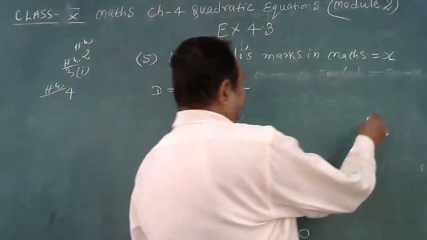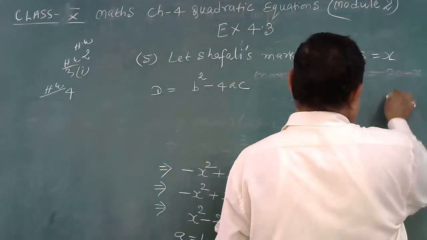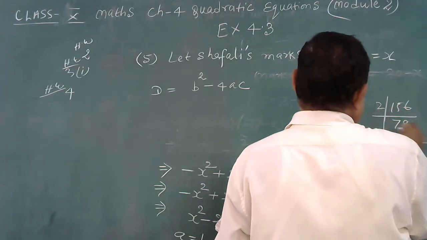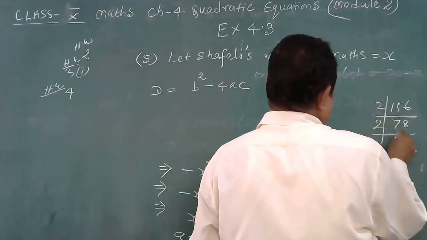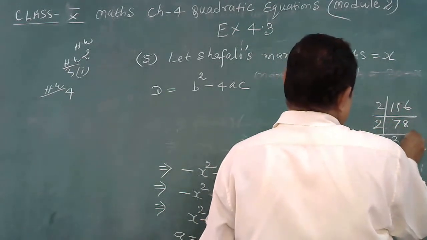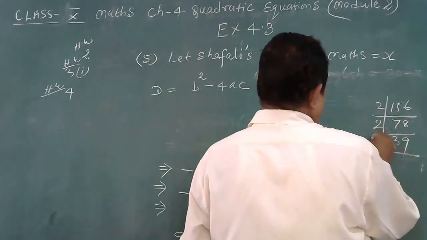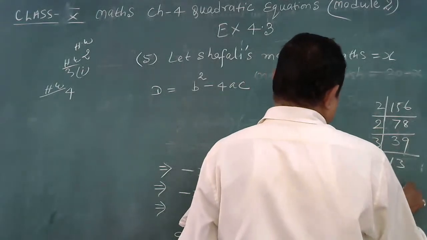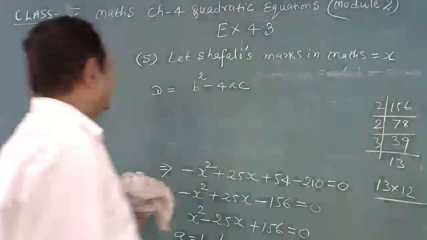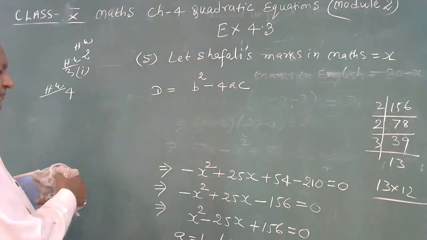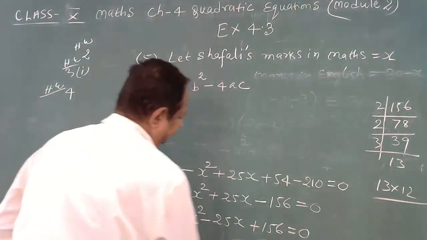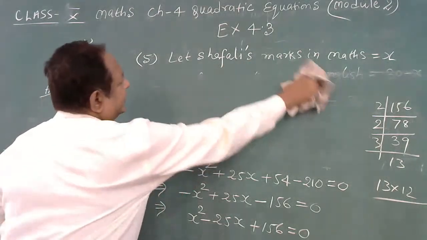Or we can factorize 156, which is 13 into 12. So it is better to solve by splitting the middle term. It will take less time.